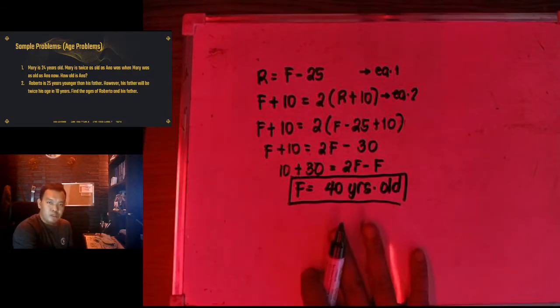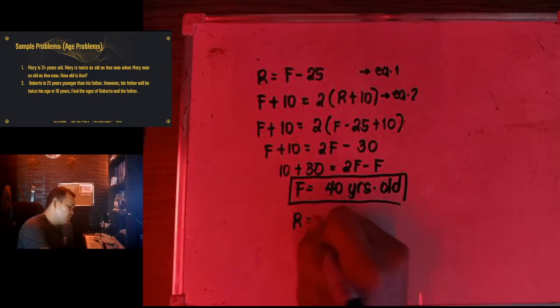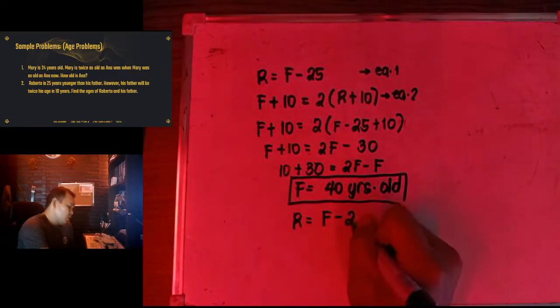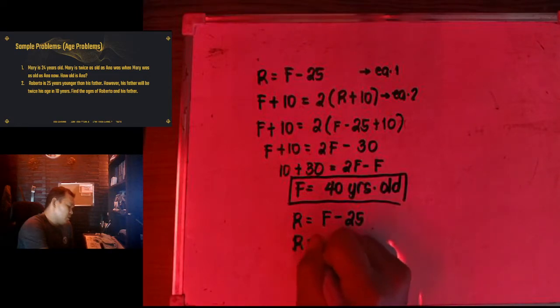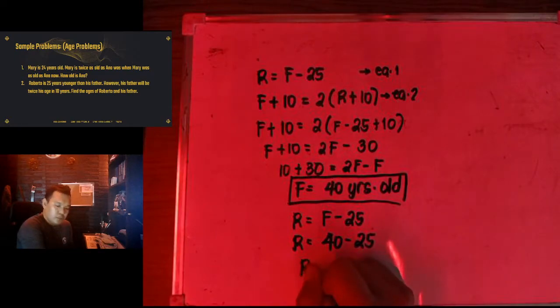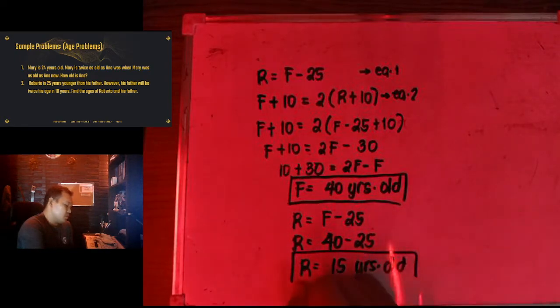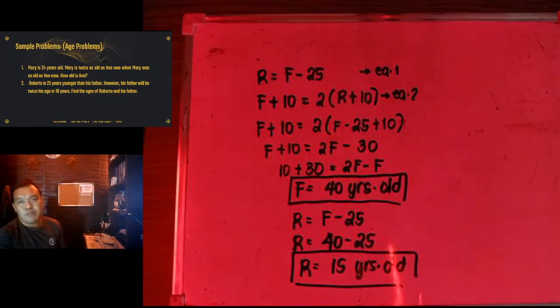Okay. So, kung ang edad ng tatay is 40 years old, so therefore, the age of Roberto will be F minus 25. So, Roberto is equivalent kay 40 minus 25. Roberto's age will be 15 years old. Okay. So, yan po yung para sa age problem natin.